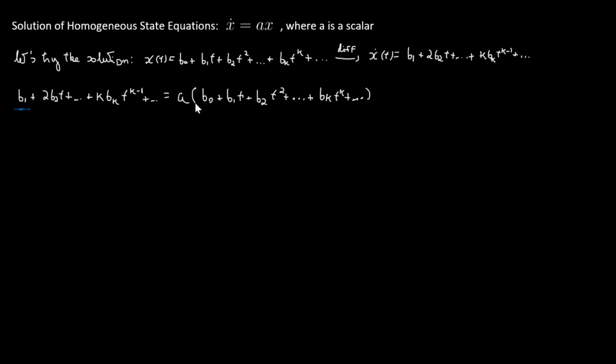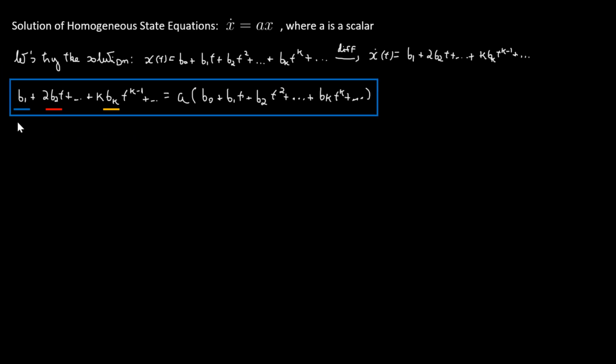We have to choose b1, b2, bk, and so on in such a way that the left and right side of this equation are equal. To do this, we have to look to the variables that are multiplying the same power of the time t in both sides. Let's start comparing the variables that do not multiply t. It is direct to see that b1 is equal to a b0.